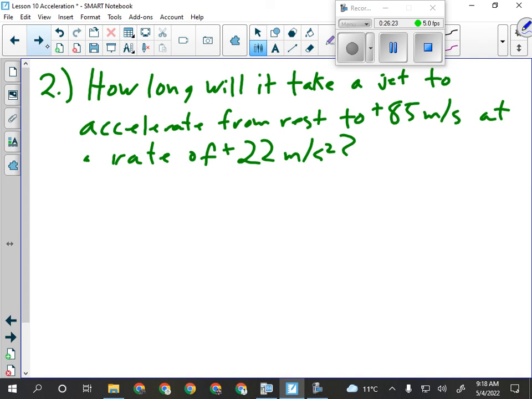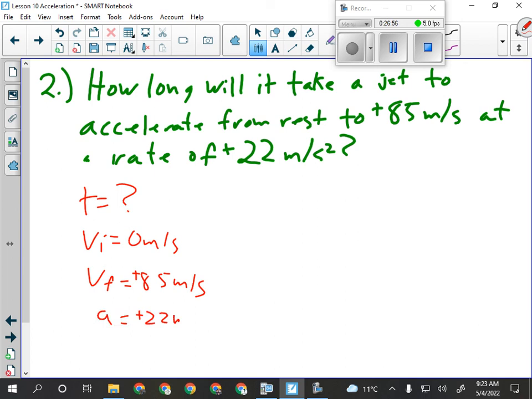This time you're looking for how long it'll take for a jet to accelerate from rest to positive 85 meters per second at a rate of positive 22 meters per second squared. So our givens in this one, we're looking for how long, so we're looking for time. To accelerate from rest, so VI is 0 meters per second, to 85 meters per second, so VF is 85, and it's positive, at a rate of positive 22 meters per second squared. So we have VI, VF, and A, and we're looking for T.